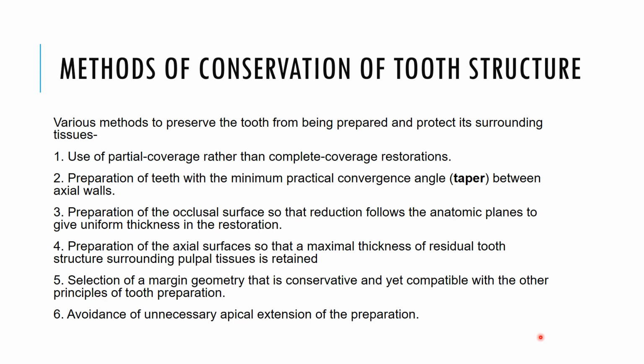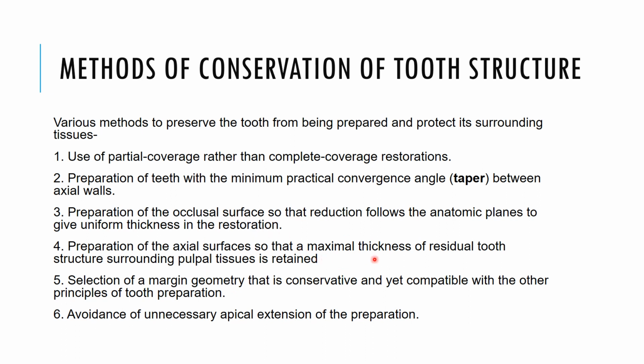Methods of conservation of the tooth structure. The surrounding tooth structure can be conserved by, yes, the book does say we should use a partial coverage crown rather than full coverage. However, we are still using a full coverage crown because of the many shortcomings of partial coverage restorations. Preparation of teeth with a minimal practical convergence angle, which is the taper between the axial walls. So basically, a taper has to be provided, right? Preparation of the occlusal surface so that the reduction follows the anatomic planes to give uniform thickness of the restoration.